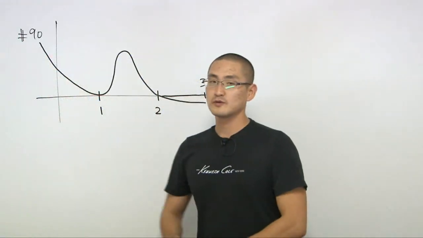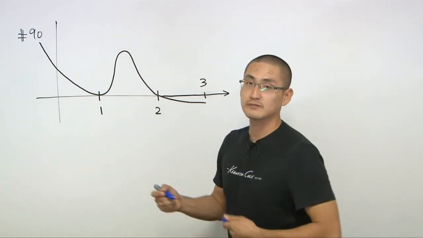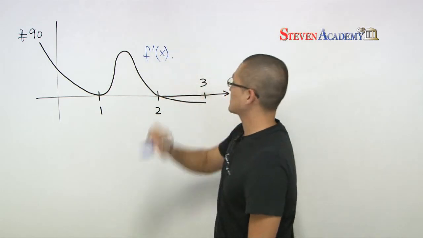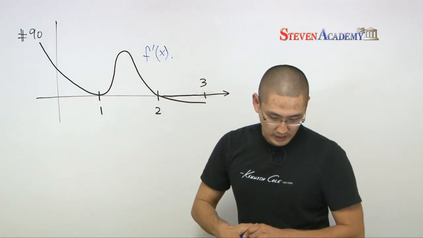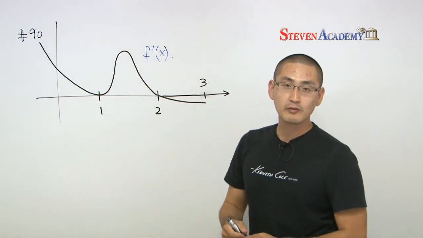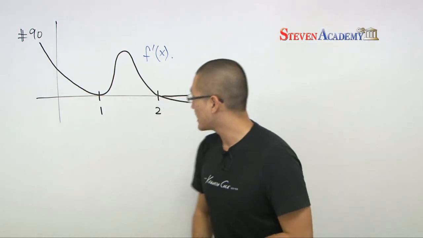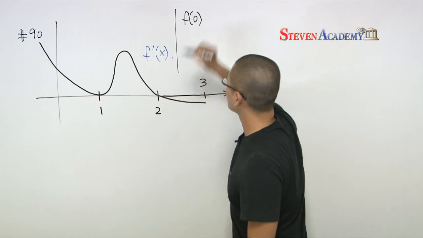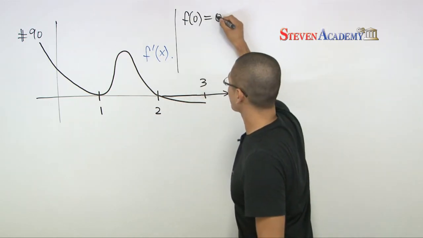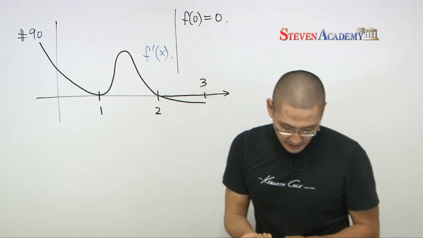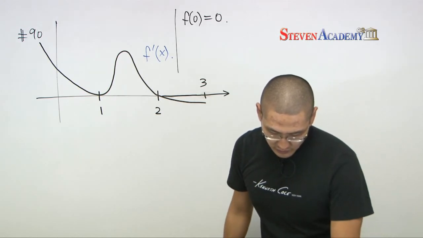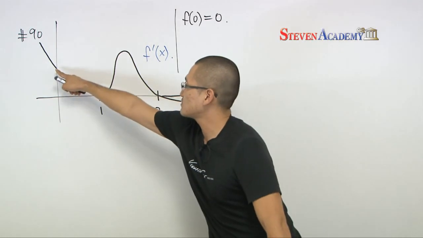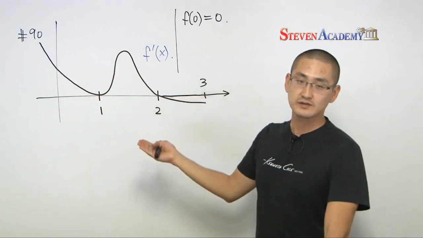Okay, here's a picture for number 90. This is not f, but it says f prime of x. So we're looking at the derivative, right? Okay, and they're going to ask you questions about regular f. And they give you one more initial condition that f at 0 is equal to 0. Okay? So what are they asking for? They're going to ask you for these values, not f prime at 0. Of course, that's positive, but what is f of 0?